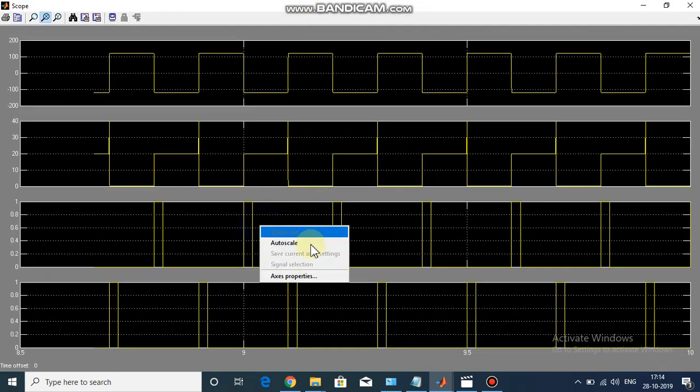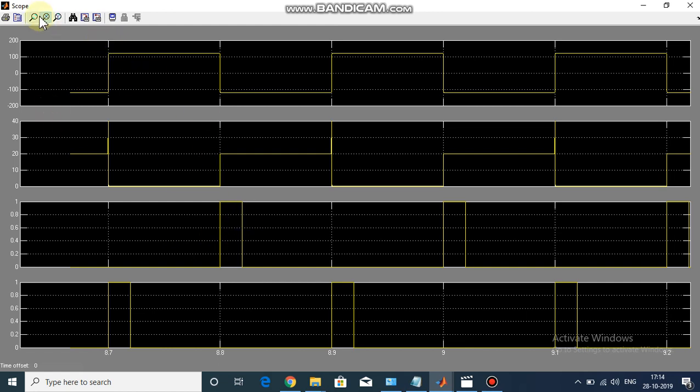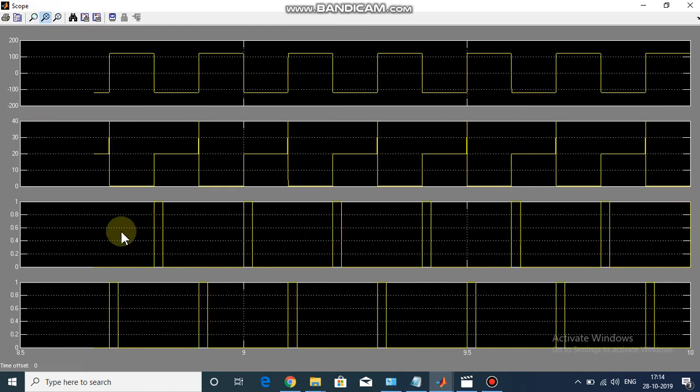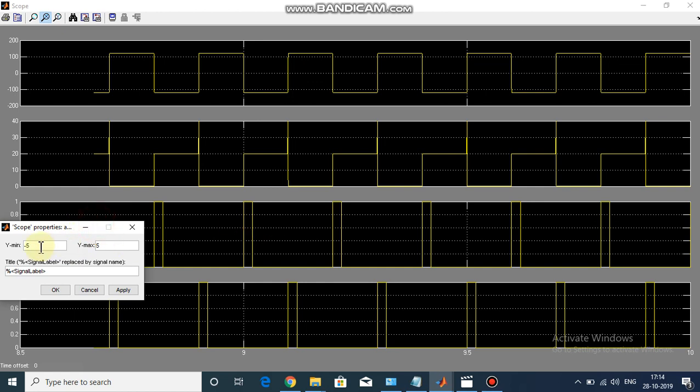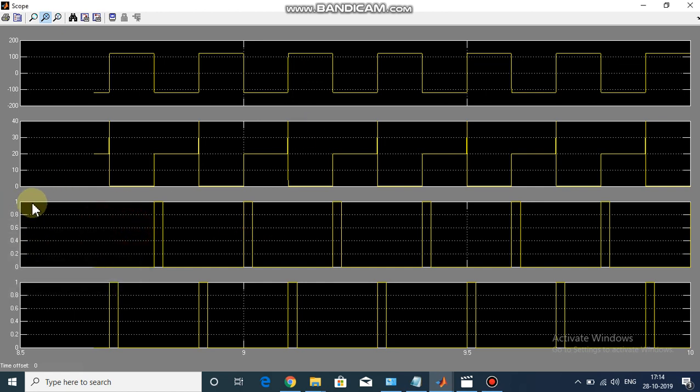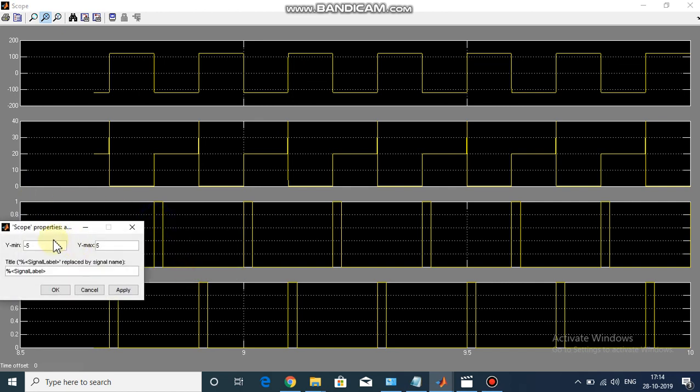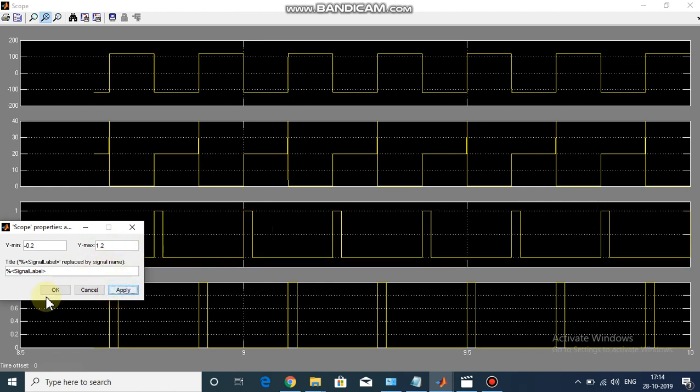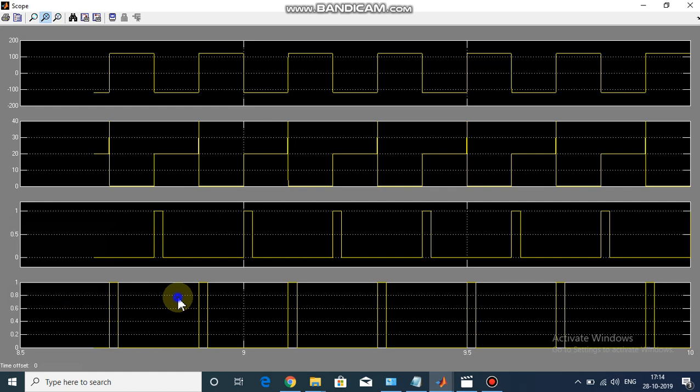Next we have gate pulses. For these gate pulses, we are not able to see the top or the bottom portion. So what we do is we go to axis properties, and by common knowledge we know that it's from 0 to 1, so we'll just keep our axis a bit above 0 and 1. So this would be minus 0.2 to 1.2, that is slightly above and below. This is how I get a clean, neat waveform.